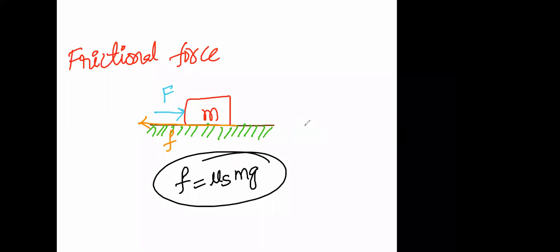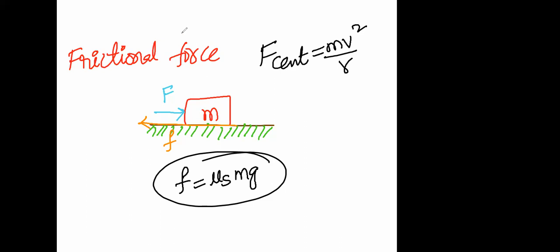Generally, the roads and rail tracks have their outer edge elevated. That's called banking of the road. If it is not banked, frictional force will provide the necessary centripetal force. Then in that case, what is the formula for the centripetal force? Centripetal force F is equal to mv square divided by r.